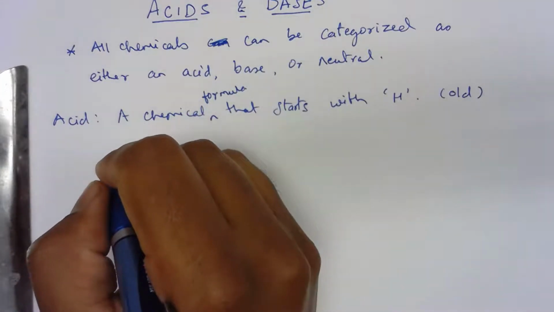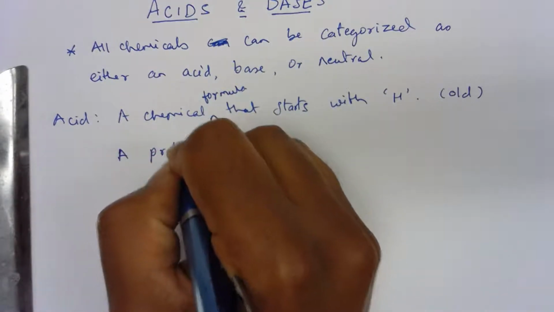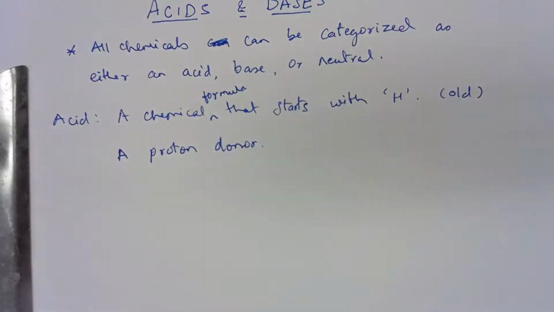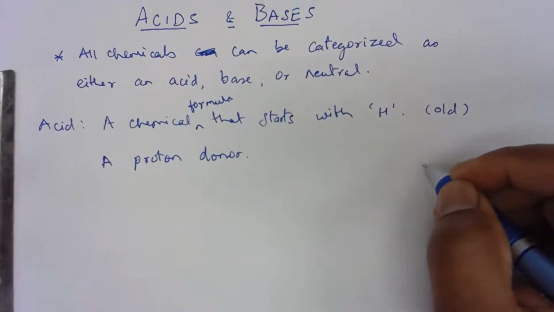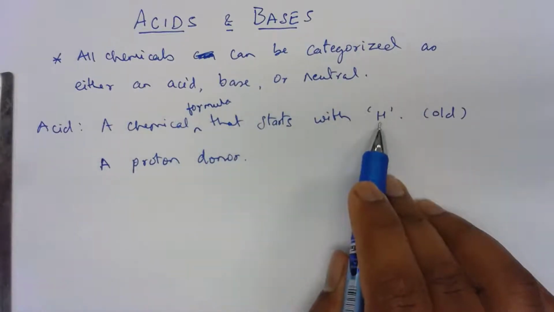The newer, the most updated definition is that an acid is a proton donor. All right, an acid is a proton donor. Any ideas as to what a proton is? A proton is a positive charge. Well, that's true. It does have a positive charge. One thing to always remember, however, is that acids always have to do something with hydrogen.